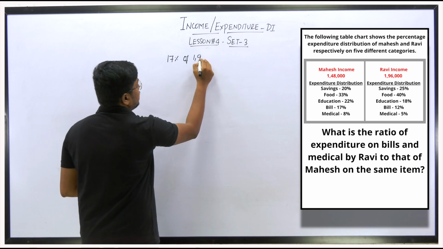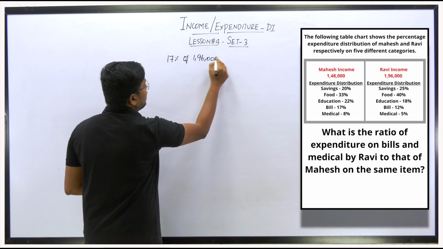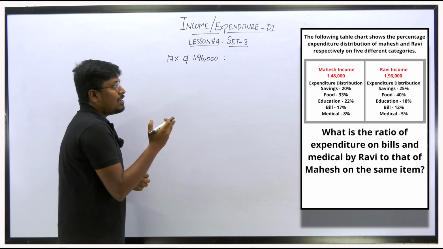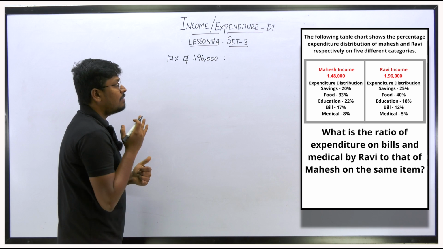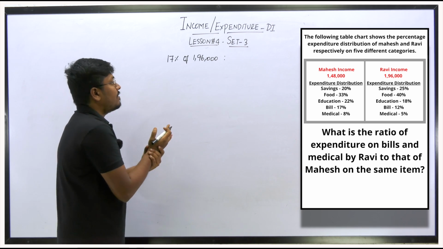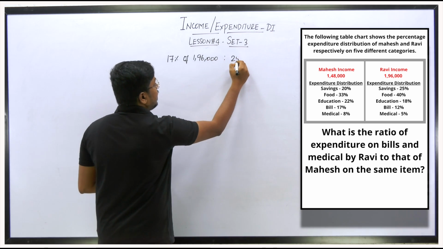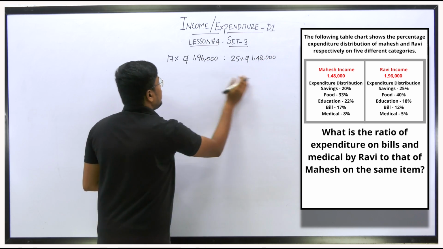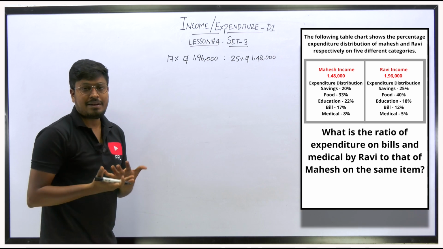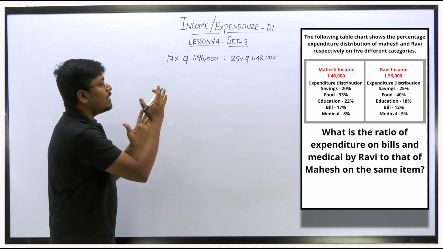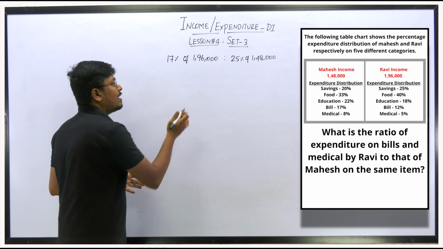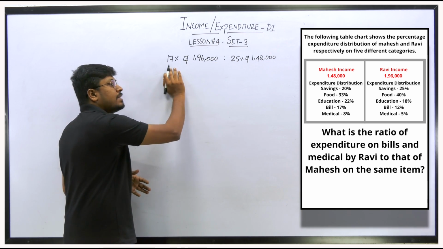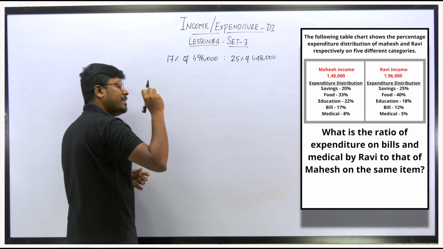Total salary is how much? 1,96,000. And our target is to find the ratio. Second will be Magesh. For Magesh, bill and medical will be 17 plus 8, so 17 plus 8 will be 25. So 25% of 1,48,000. Here you don't need to find the values separately. Why? Because our target is to find the ratio. Right? You can simplify it. Instead of multiplying 19600 into 17 or finding 17% separately, it's completely a waste of time.